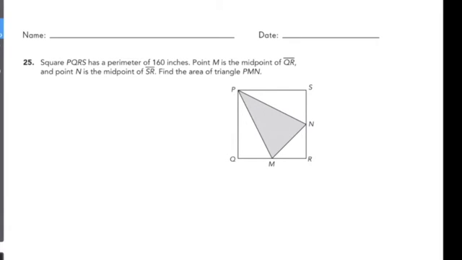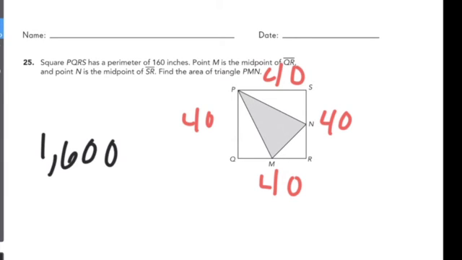Okay, so for this one, I see that we have a square and the perimeter is 160 inches. So remember, perimeter means add up the sides. So I could divide it by 4, and I see that each side is going to be 40. Okay, so that's important. Next thing is the whole figure, which is the square and the triangle. If I figure out the area of that, that's going to be 40 times 40, which is 1,600 inches squared.